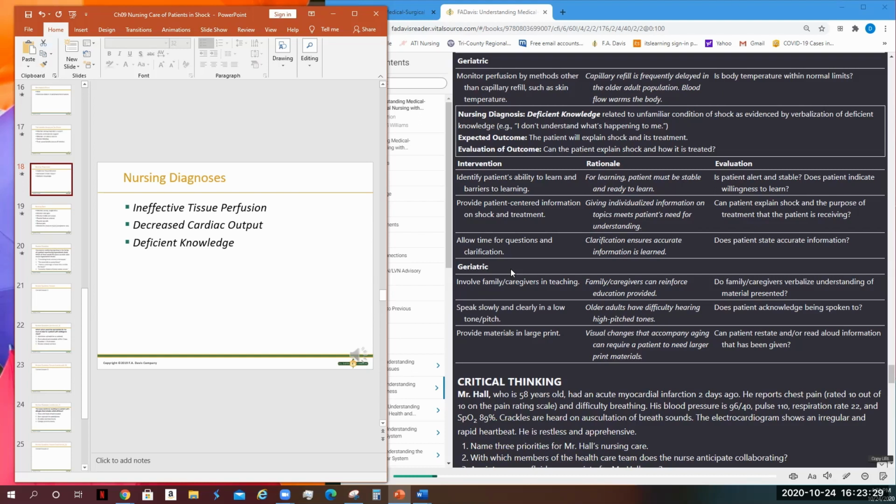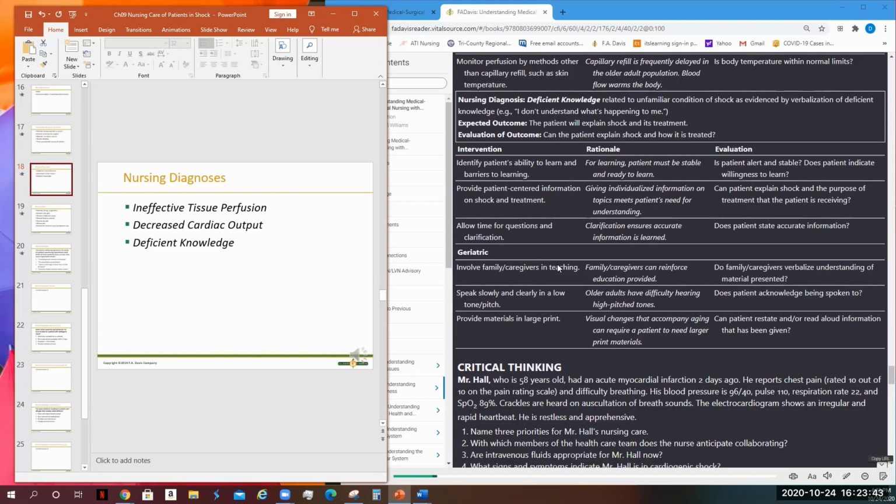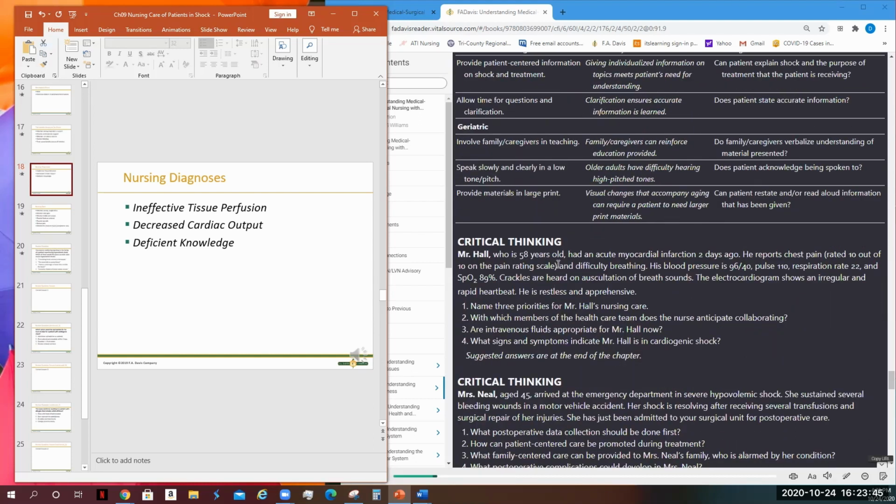Provide materials in large print for geriatric patients. Visual changes that accompany aging can require a patient to need larger print materials. Can the patient restate and/or read aloud information that has been given?